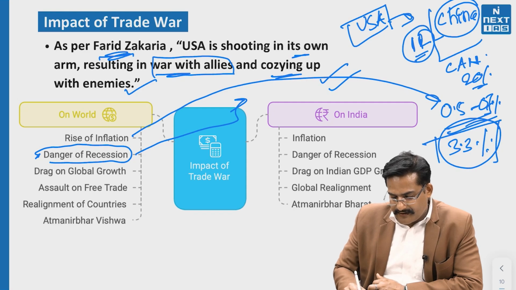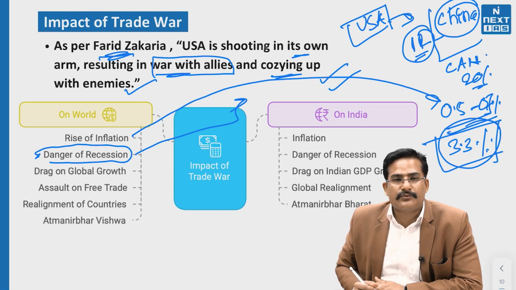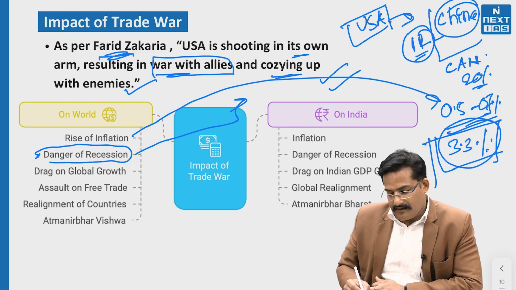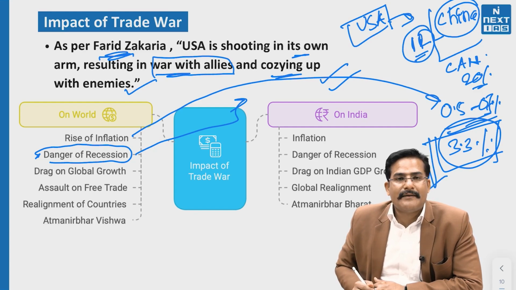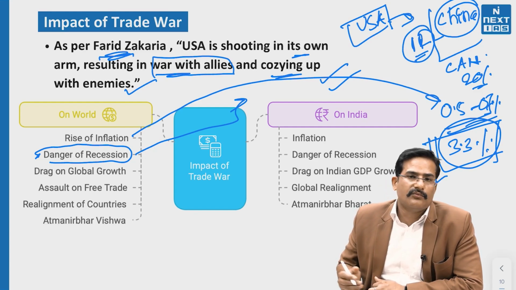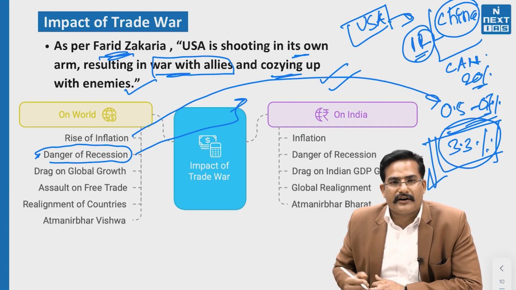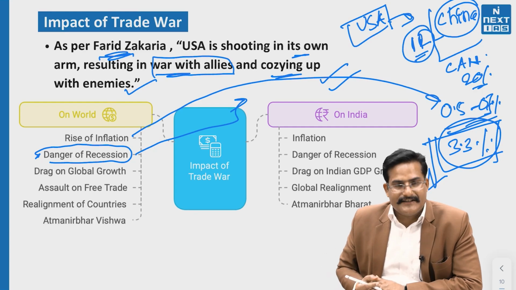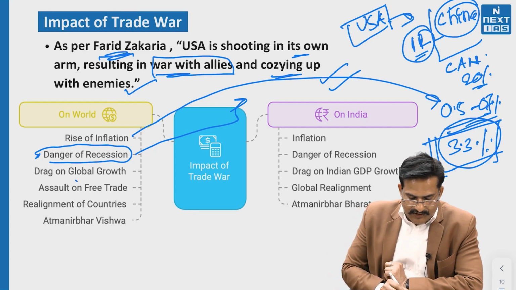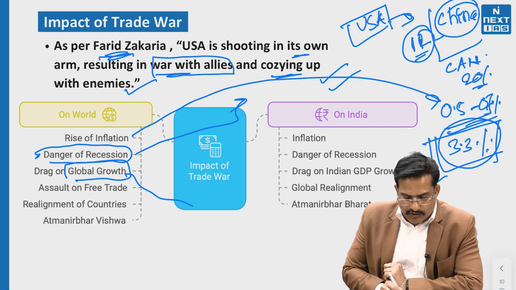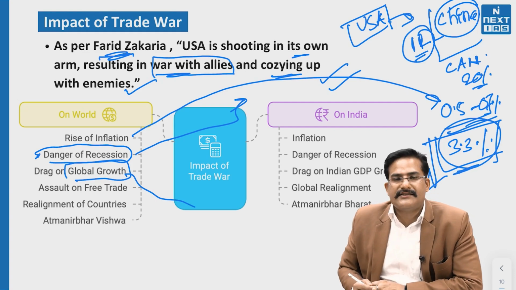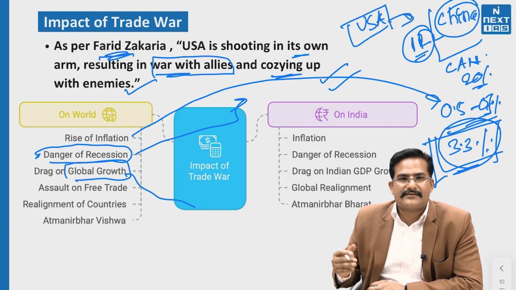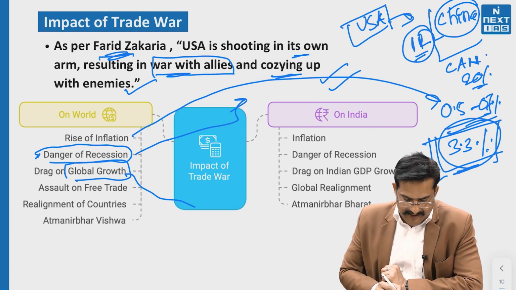And again, if there is a trade war resulting in a depression or recession, global growth will come down again, which will result in more poverty, more inequality, and ultimately there will be more war. The economic war will result in kinetic war, right? Also, it will lead to a drag on global growth. As I have explained, the world is supposed to grow by 3.3%, but as per the estimation, it is supposed to come down in the next few years.